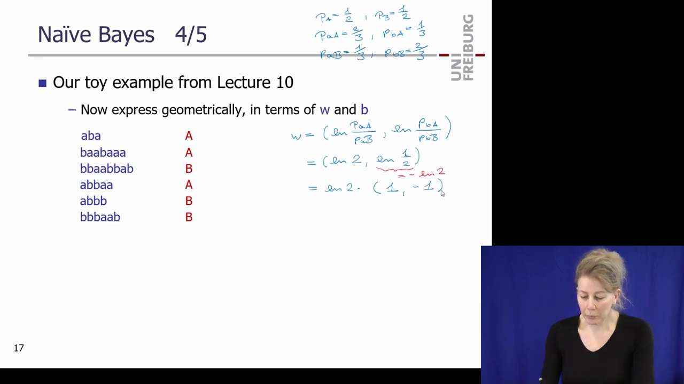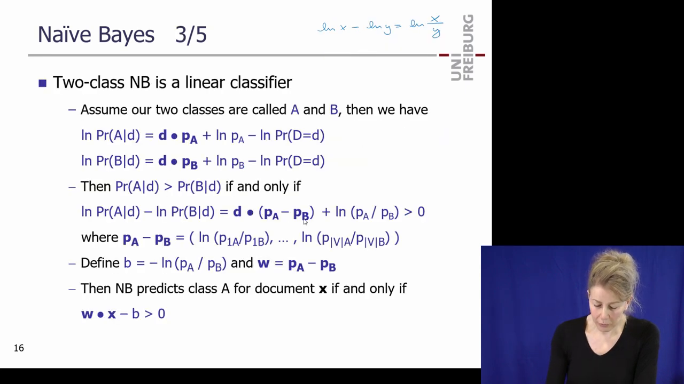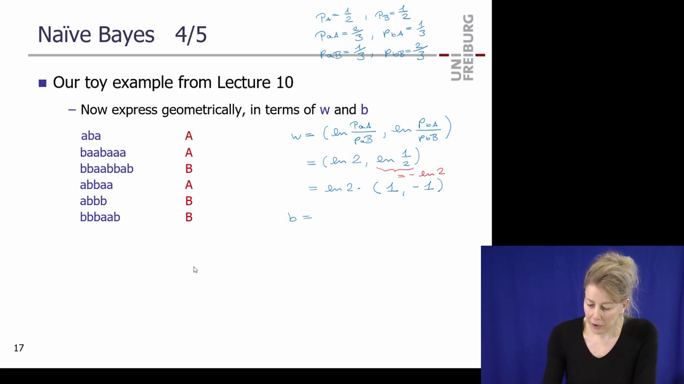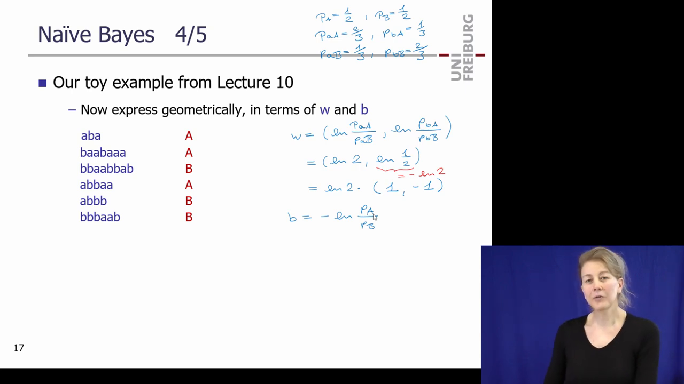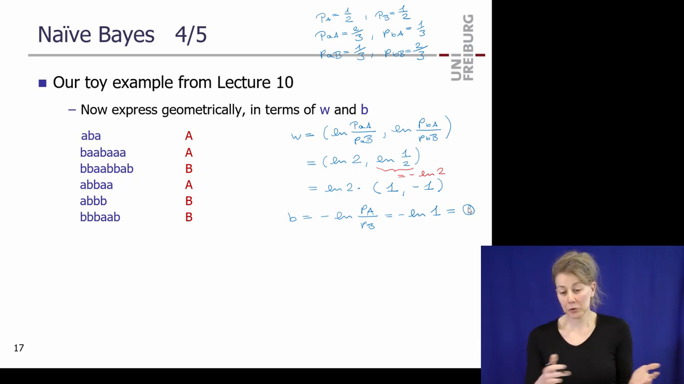Okay, and what's the B? Let's also compute the B. The B is minus ln of the two class probabilities. So it's minus ln of PA over PB. What's this? The quotient is 1, yes, and that's 0. So B is 0 here, so I actually have this special case, which wasn't clear when we did it in the last lecture.